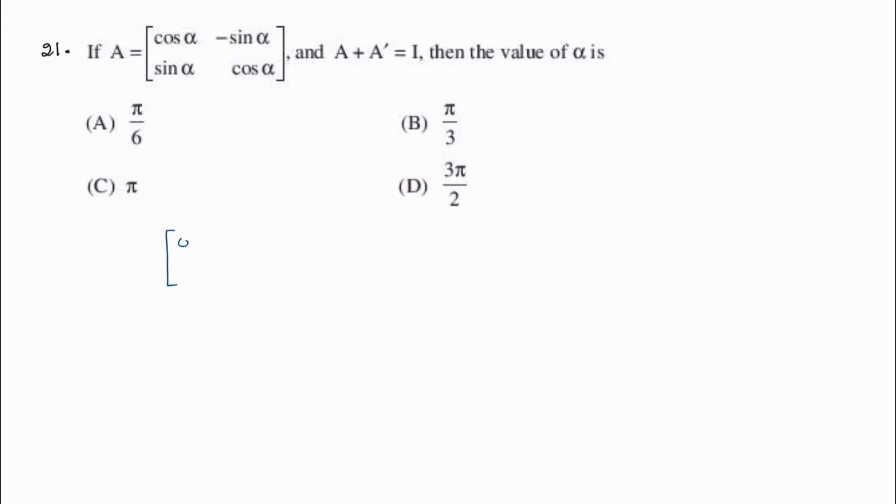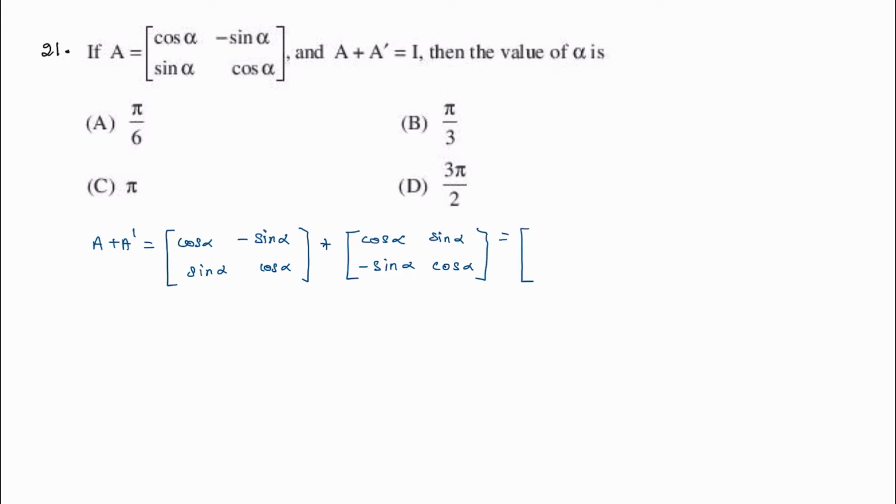A matrix is cos alpha, minus sin alpha, sin alpha, cos alpha. Plus, let us write A dash. We will change the rows into columns. Cos alpha, minus sin alpha. This is the first column. Now the second row should be written as the second column. Sin alpha, cos alpha. Let us add these two matrices.